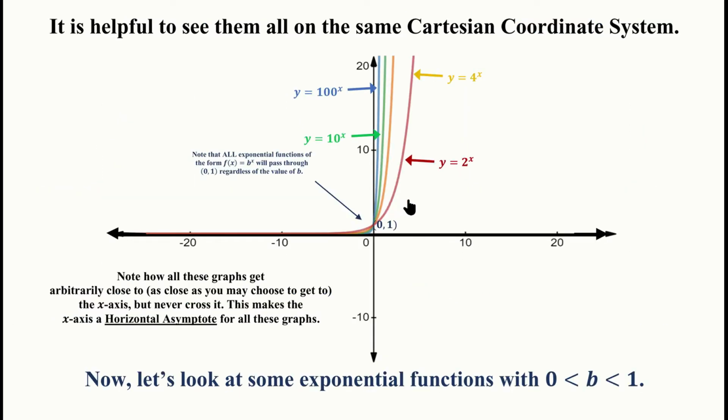It's helpful to take a look at all the functions we just saw on the previous screen, all put on the same Cartesian coordinate plane. And again, you can see here how they all go through (0, 1), and we can see how the x-axis is a horizontal asymptote for all of them. And what we want to look at now is what needs to happen to b so that this growth suddenly shifts and becomes an exponential decay situation, as it's called.